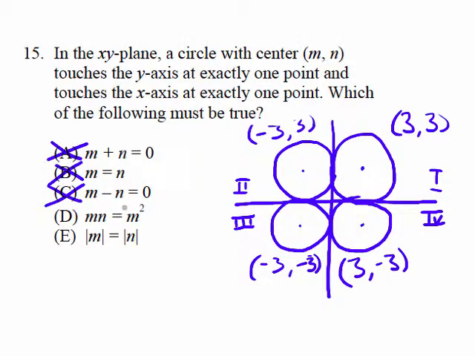D, mn equals m squared. Again, that is only true when m equals n, which is true sometimes, right? It could be true in the first quadrant and the third quadrant, but is not true in the second or the fourth. So D, we also cross out. E, absolute value of m equals absolute value of n. Well, the minute you drew this out and made the realization that you could have (3, 3) or (-3, 3), you probably gravitated towards this answer. The absolute values of the center coordinates need to be equal for a circle to be tangent to both axes. Okay, settled that one.